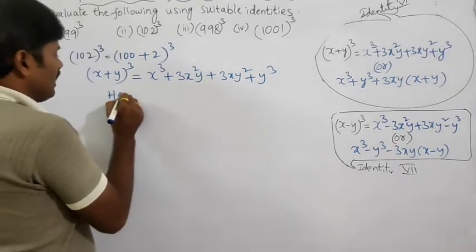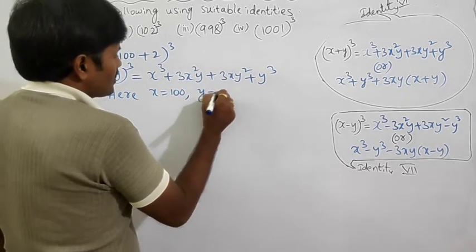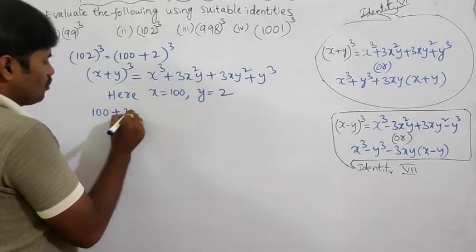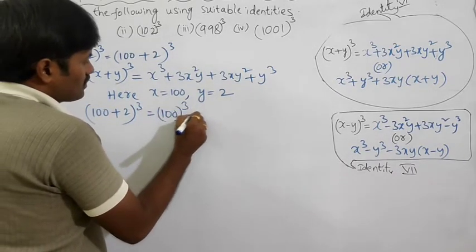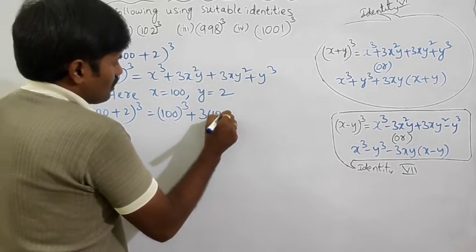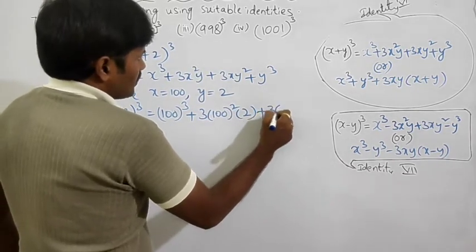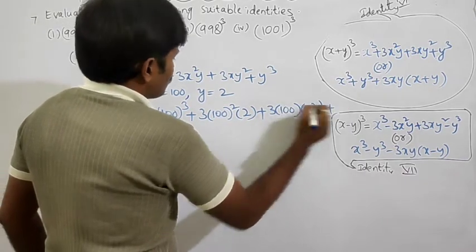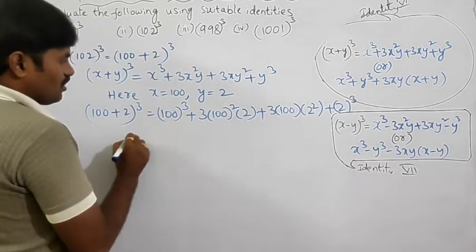Now here x is equal to 100 and y is equal to 2. So this can be written as 100 plus 2 whole cube: 100 cube plus 3 into 100 square into 2 plus 3 into 100 into 2 square plus y cube. What is the y value? 2. 2 whole cube. Yes, 100 cube.